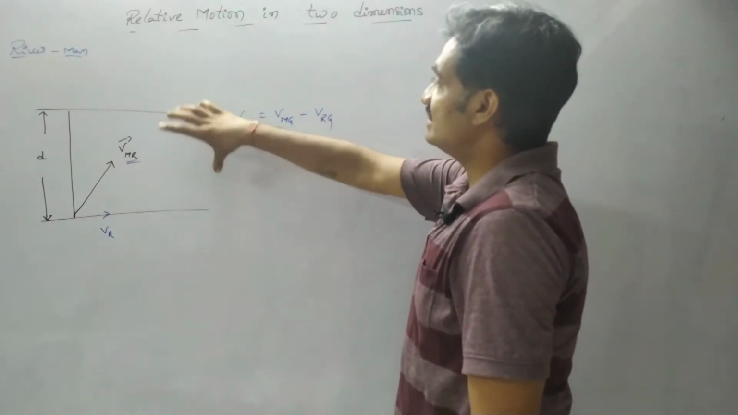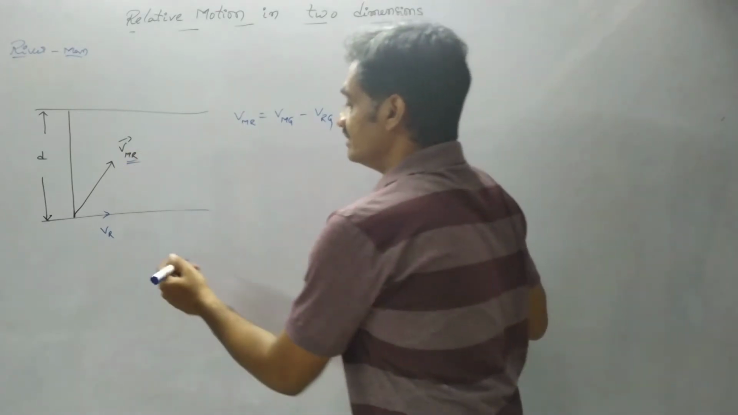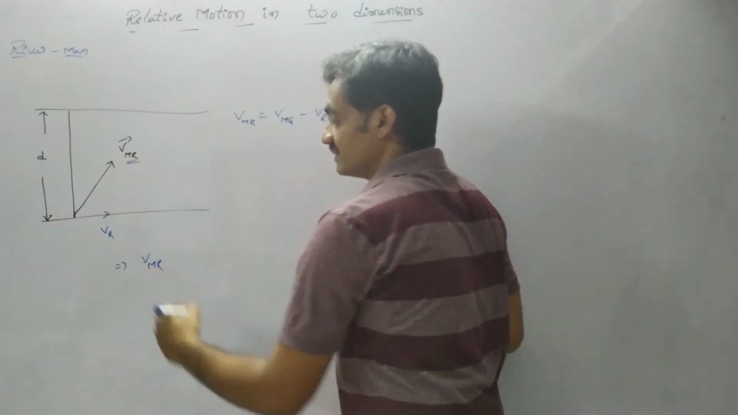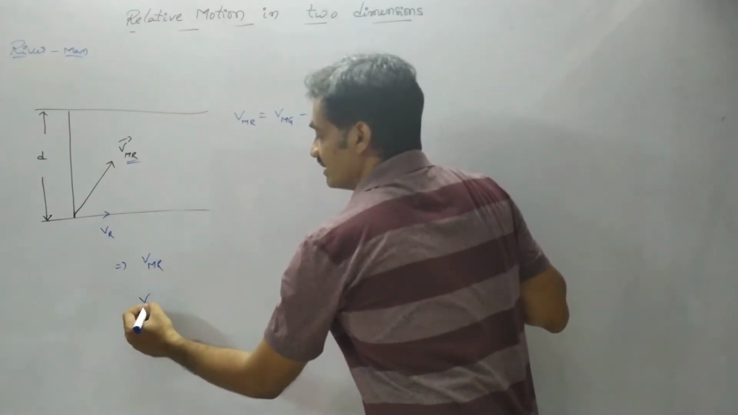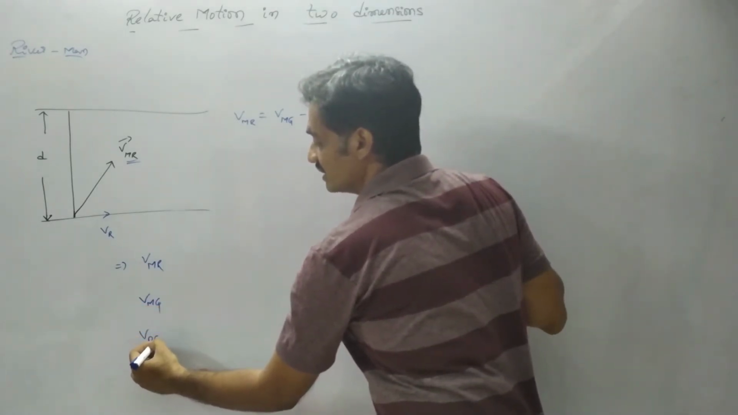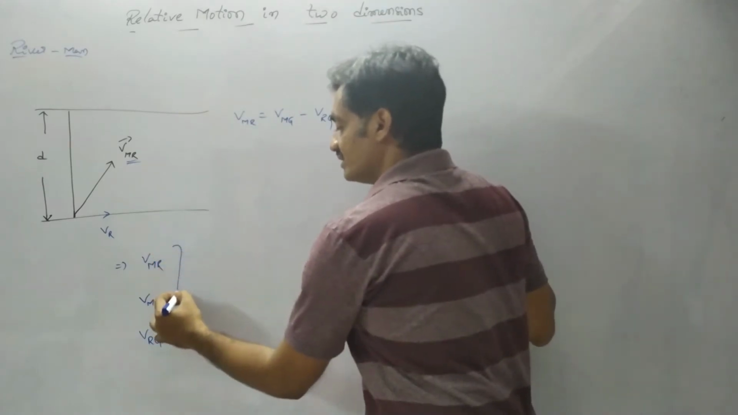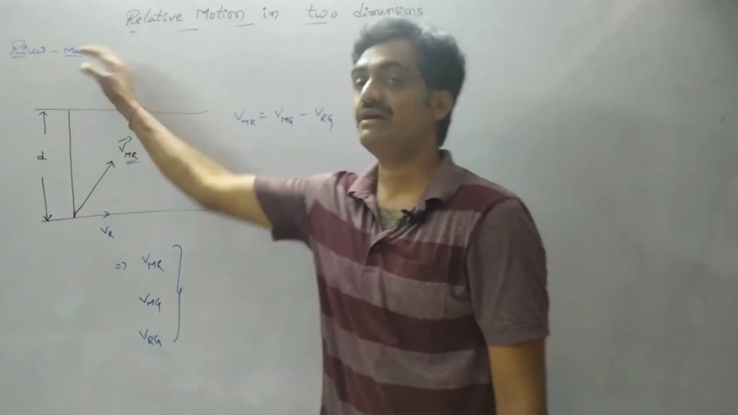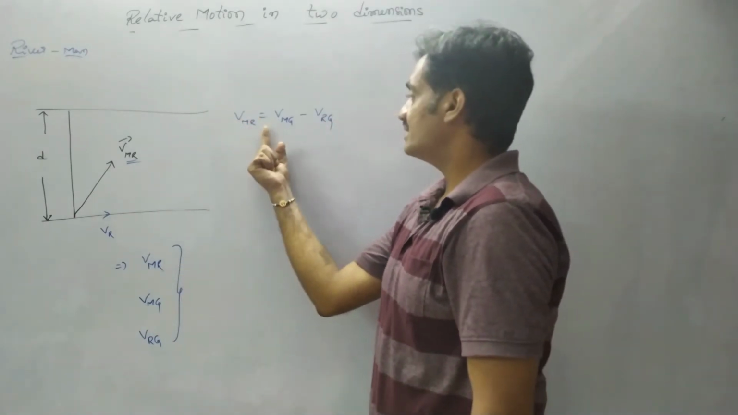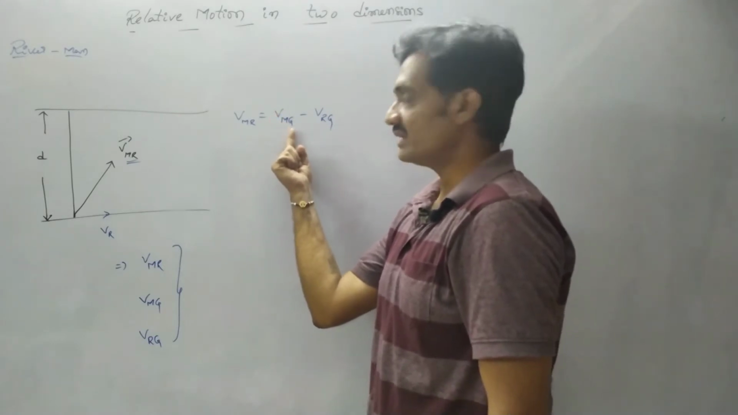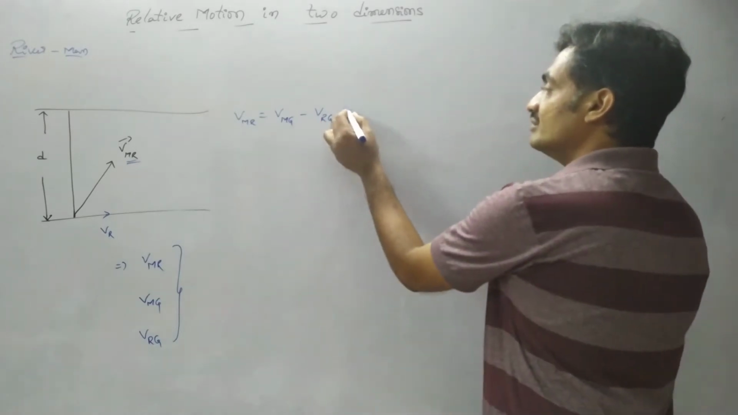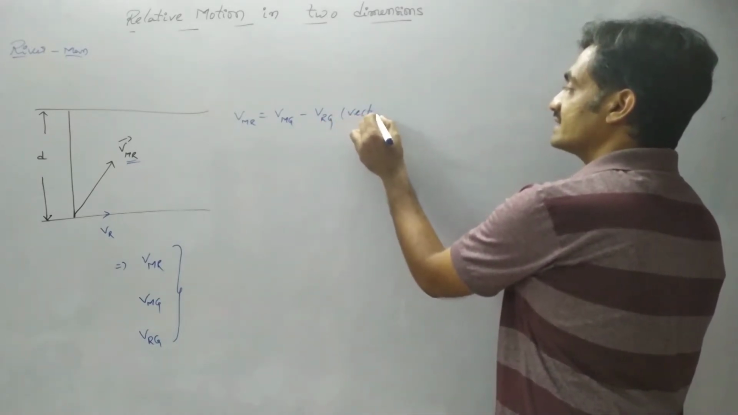As you observe, in this relative motion in the case of river and man, we consider three velocities. The first one is velocity of the man with respect to river, then velocity of the man with respect to ground, and velocity of the river with respect to ground. Based on these three, we represent the river and man case. So the velocity of the man with respect to river equals velocity of the man with respect to ground minus velocity of the river with respect to ground. Here it is a vector subtraction.